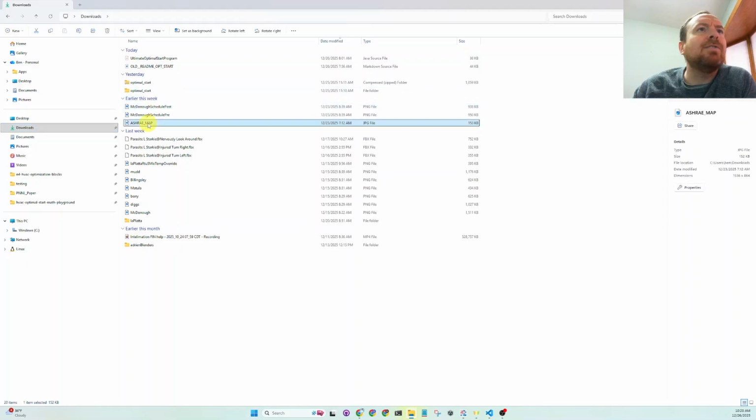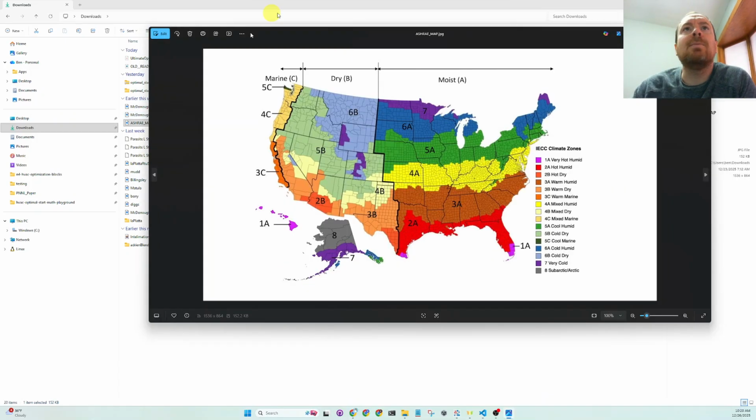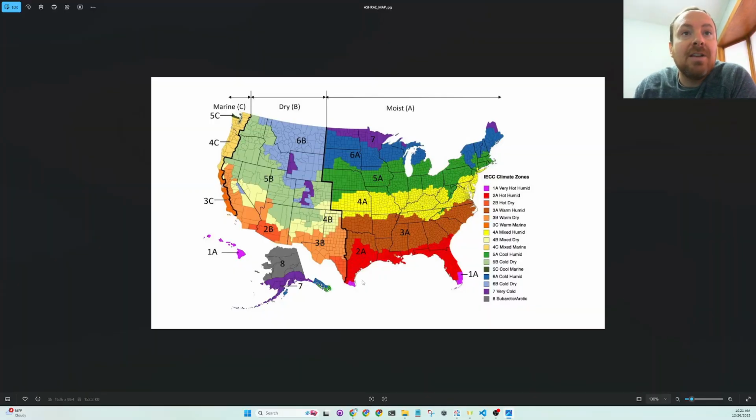if we look at a map of ASHRAE, at least in the United States, this is the coldest zone.